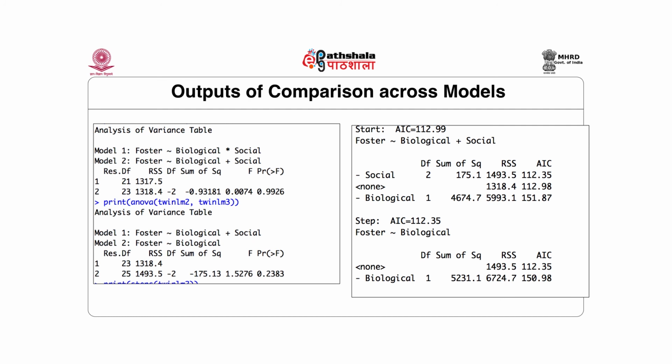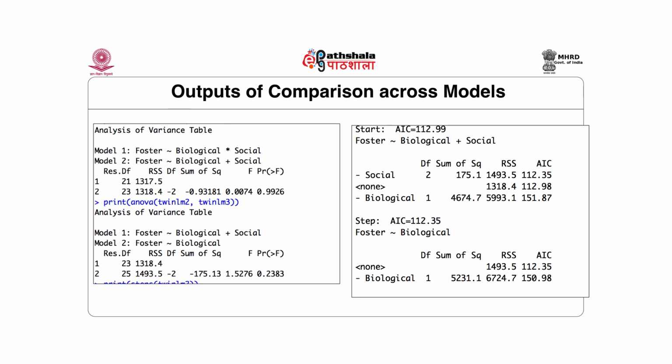On the other hand, if we were to keep the biological and social and then take out the social component of it, as you can see, comparison of the models on the right hand side, you see that the Akaike information criterion at 112.35 is lower than if we took out the biological model, which is 151.9. So which means that probably a social model is adequate or a biological model adequate.